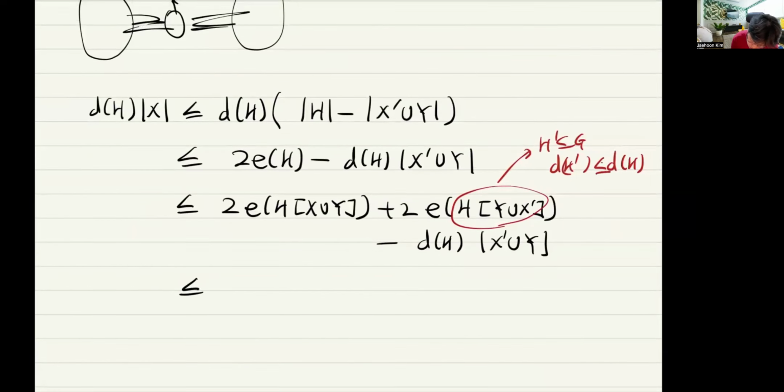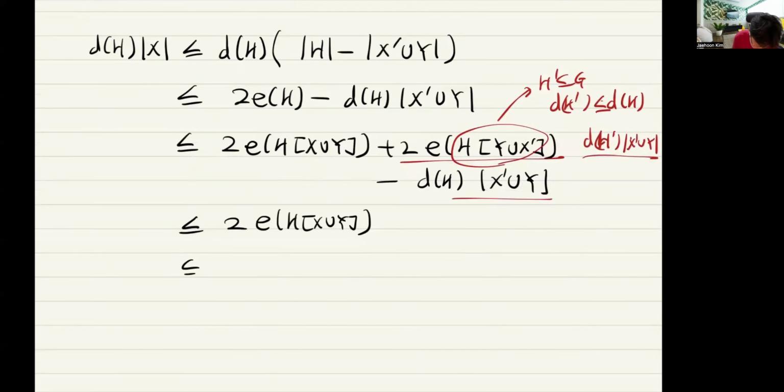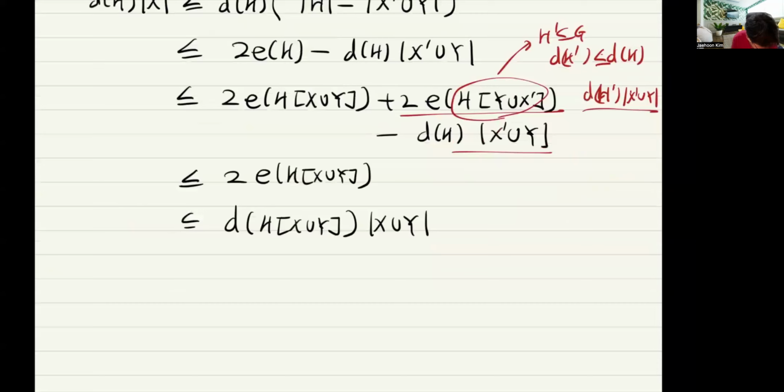So that means this is what? Average degree of H prime times X prime union Y. So this is smaller than that. So the subtracting factor is bigger. So this is almost 2 times the number of edges in X union Y. You can write it again as the degree of H, X union Y, and X union Y.